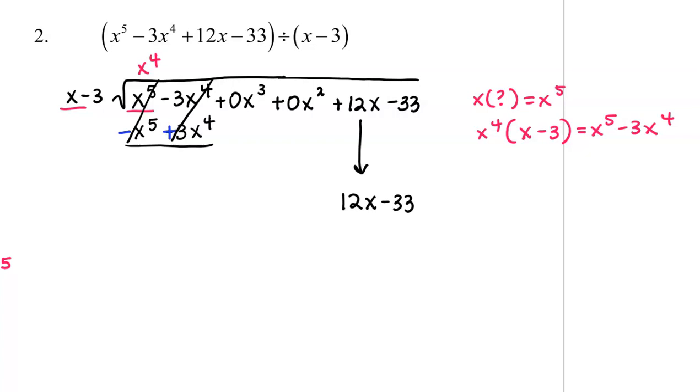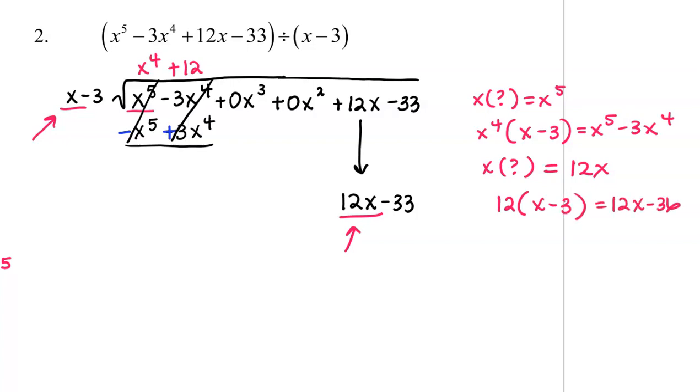Again, we're still looking at leading terms. So we ask ourselves, what do we have to multiply x by, that's the leading term from the divisor, in order to get 12x, which is the new leading term under the dividend? And the answer is 12. So we put a plus 12 on top, and that 12 gets multiplied by the divisor of x minus 3 to give us a 12x minus 36.